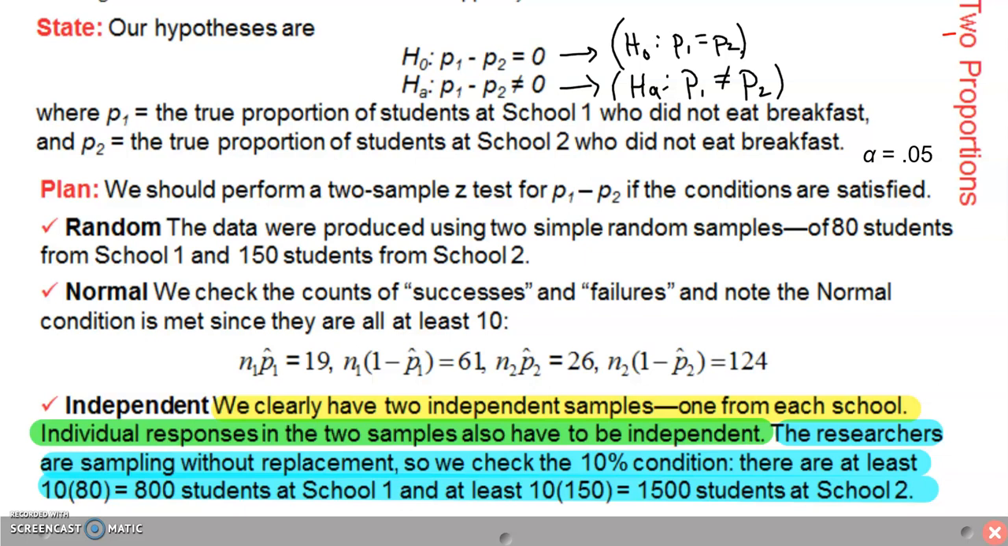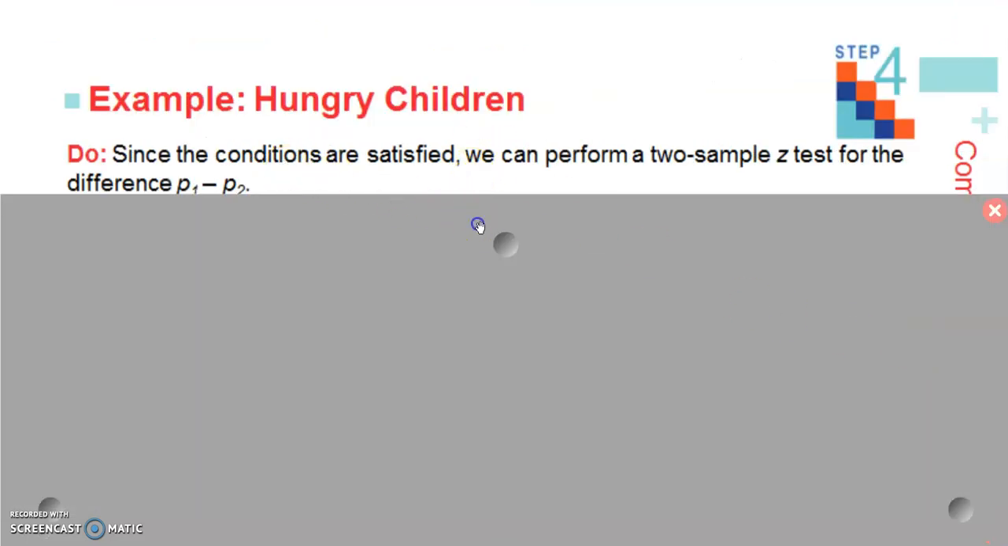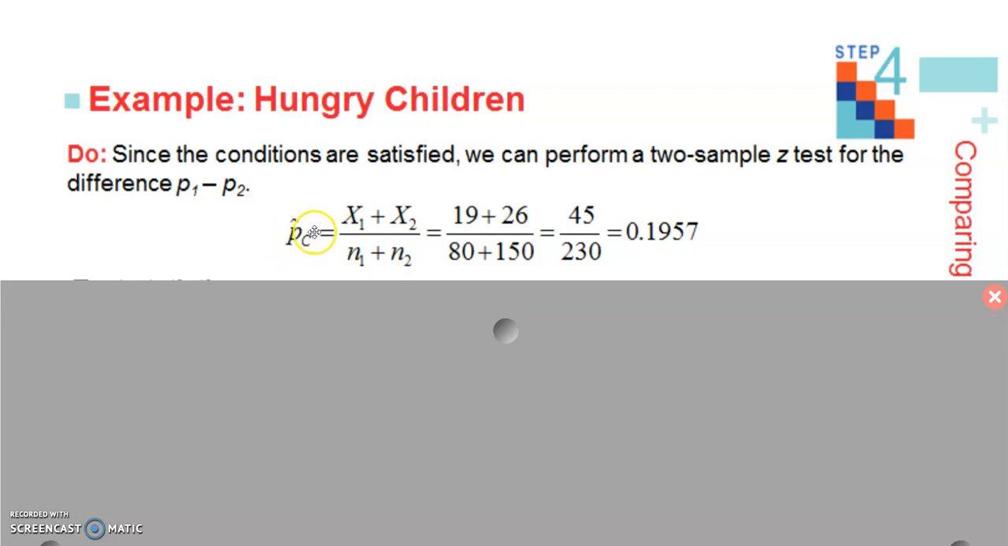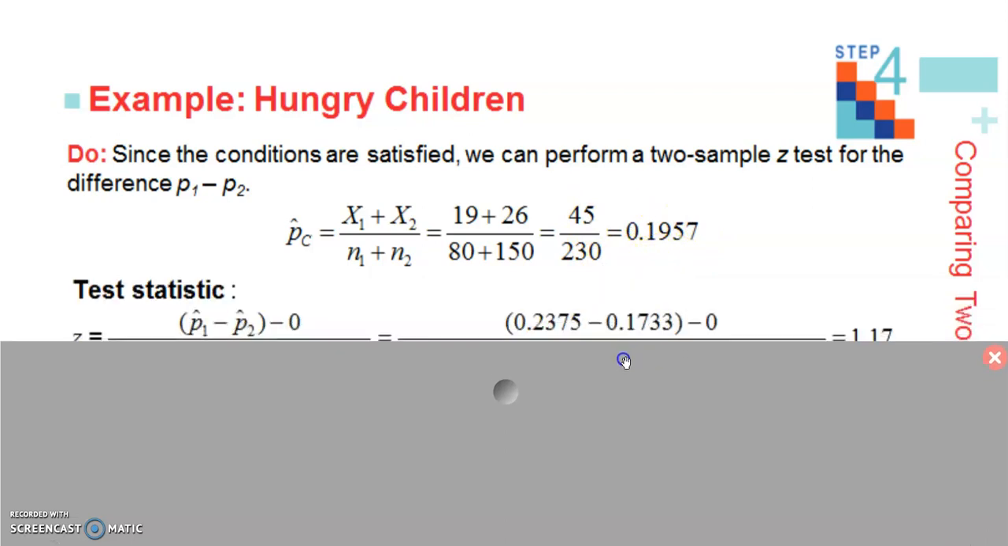Once conditions are met, we move on to the do portion. So we calculate that test statistic by first finding that pooled proportion. So basically, I add up all the successes at both schools and add up all the sample sizes from each sample, and I get this pooled proportion of about 19.57%. Notice that is part of the way in between these 2 proportions that I got in my 2 samples.